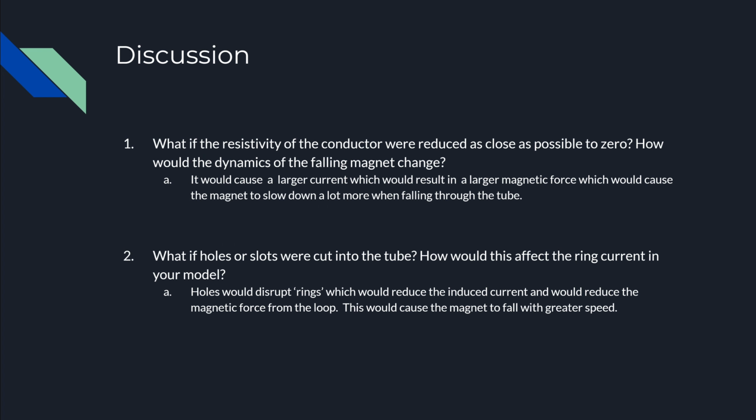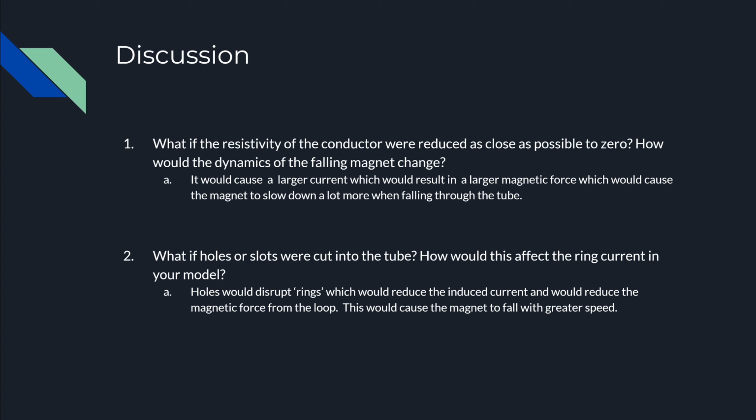So the discussion what-if questions are: what if the resistivity of the conductor was reduced as close as possible to zero? How would the dynamics of the falling magnet change? I said it would cause a larger current, which would result in a larger magnetic force, which would cause the magnet to slow down a lot more when falling through the tube.